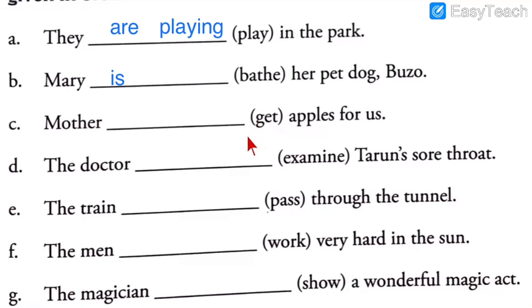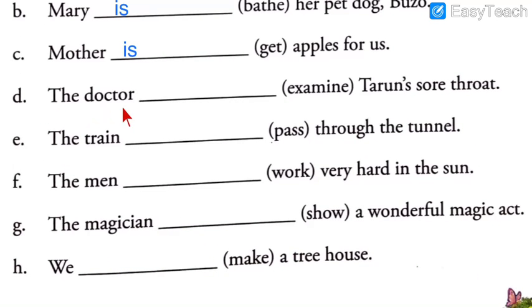Mother are getting apples for us? No. Then mother am getting? Obviously not. So should we say mother is getting the apples? Yes, exactly. So is the correct helping verb here. Mother is, because mother here is written in the singular and it is single, one. We are talking about one noun. So mother is getting apples for us, and like I said, here in ing you have to write double T, G-E-T-T-I-N-G.